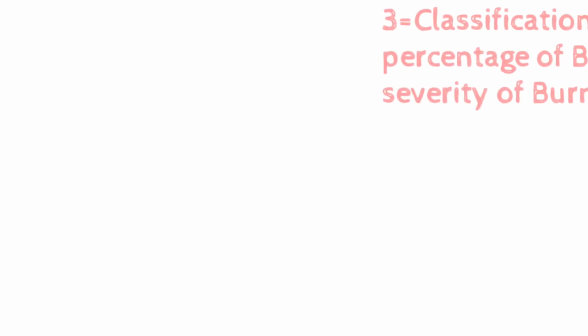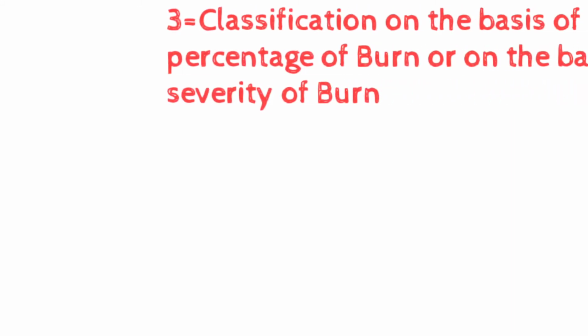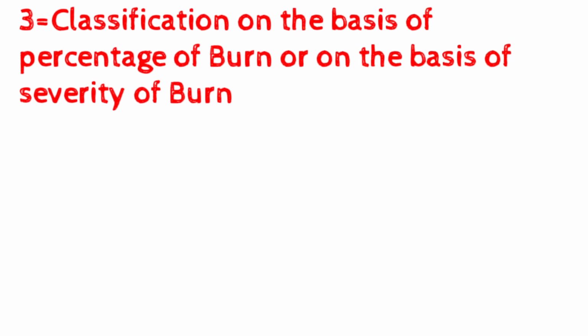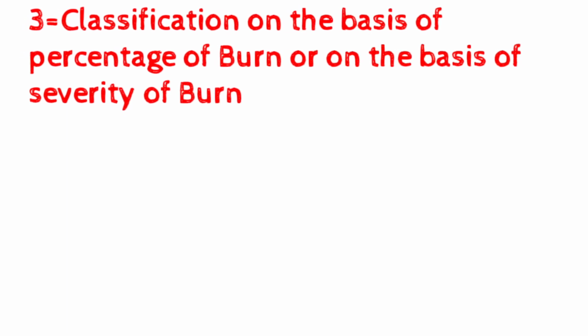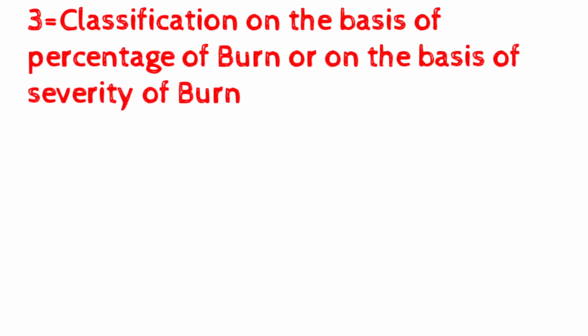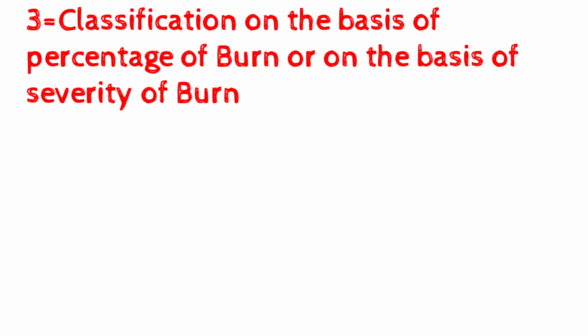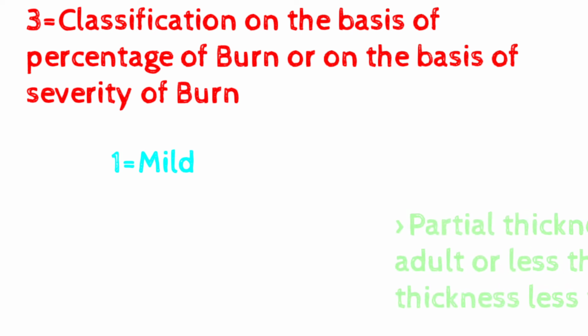Now come to the third classification. The third classification is on the basis of percentage of burn or on the basis of severity of burn. It means how severe the burn is. On the basis of severity or percentage of burn, we classify the burn into three. Number one, mild. Number two, moderate. Number three, major. First, mild.